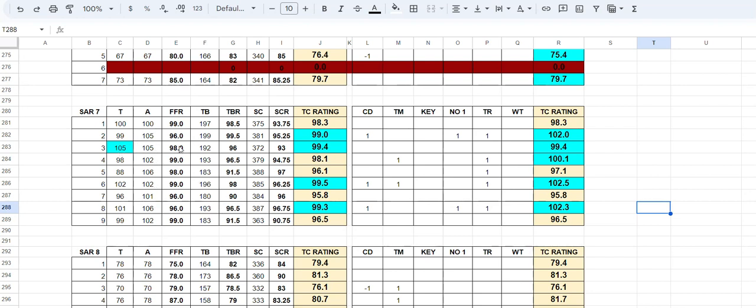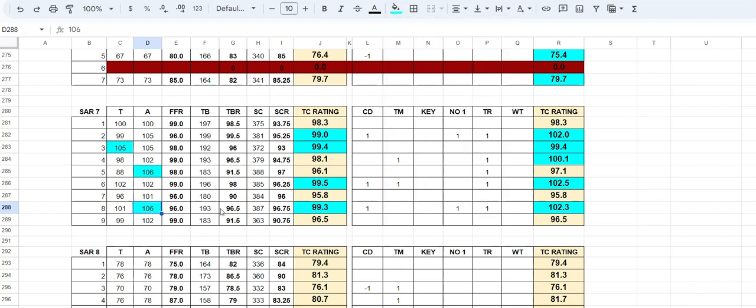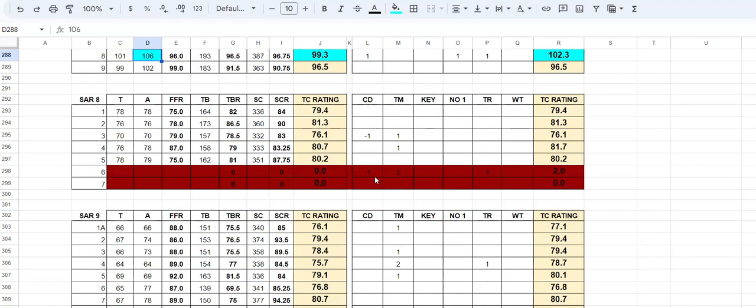Now I'm not going to go paint everything over here. But at the same time, I mean, if you want to take screenshots, you can go for it and do it yourself. But at the same time, I'm focusing on seeing how well these TC ratings do.